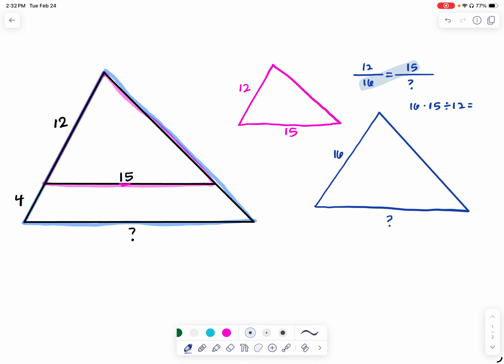And when you do that, you should get 20 as your answer. And that would be the length of the unknown side. And I don't know what these measurements are, so we'll just put U for units. And that's how I would do that.